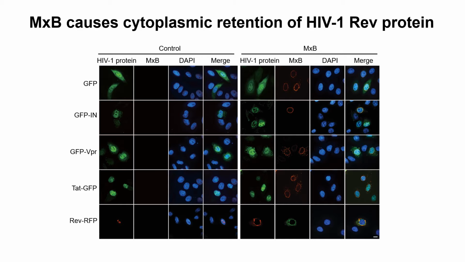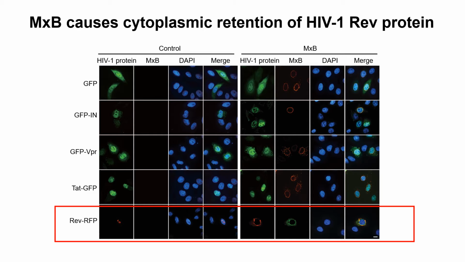This column shows MxB, and this column shows HIV proteins. We can see that in the presence of MxB, integrase, Vpr, and Tat still localize in the nucleus. However, Rev changed its subcellular localization from the nucleus to the cytoplasm. These results suggest that MxB causes cytoplasmic retention of HIV Rev protein.